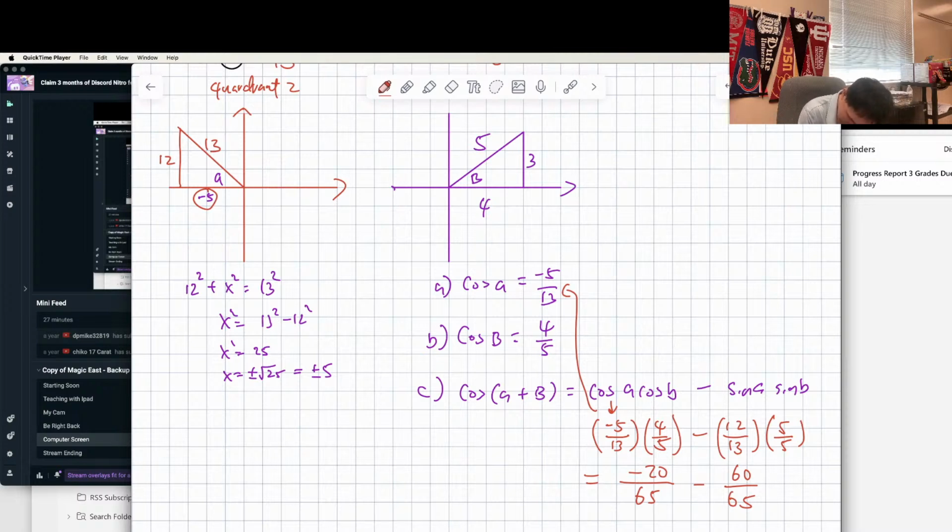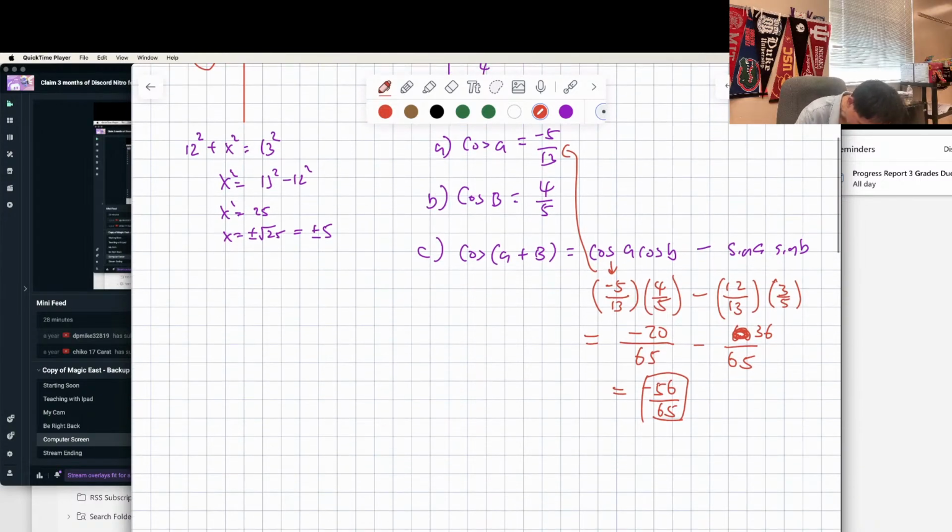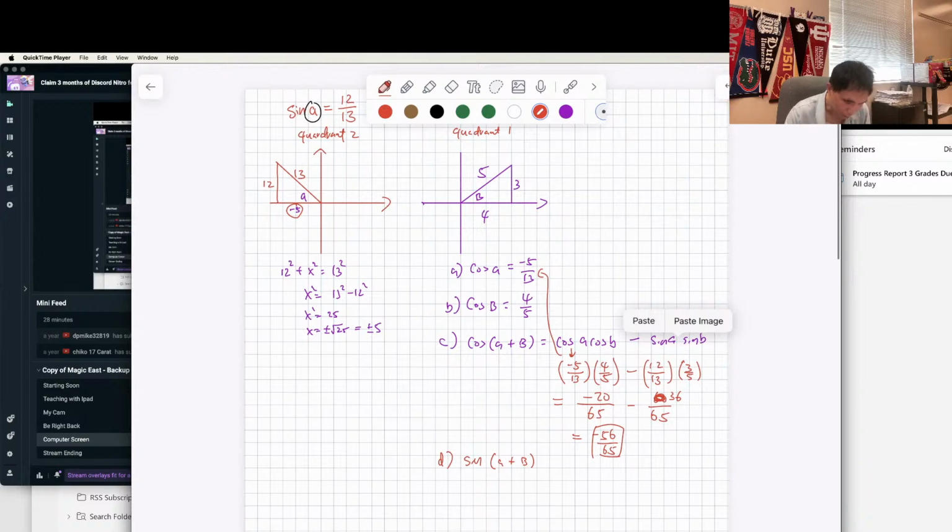Wait, 60? Hold on, this one's wrong. Hold on a second. This one is... sine of B is what? 3/5. And this one's 36. So is that okay? So that's equal to -56/65. And this is the final answer. Can you find sine of A plus B? Just work it out.